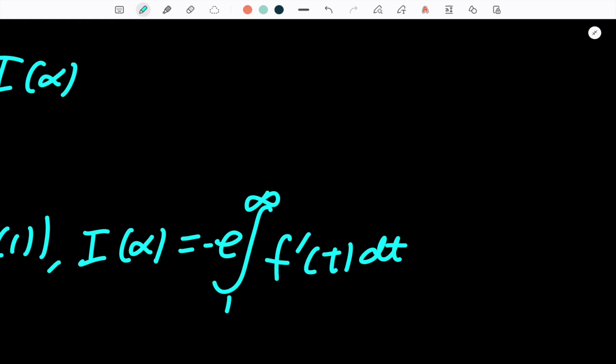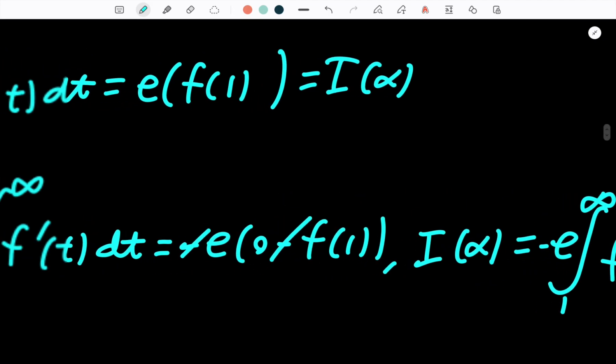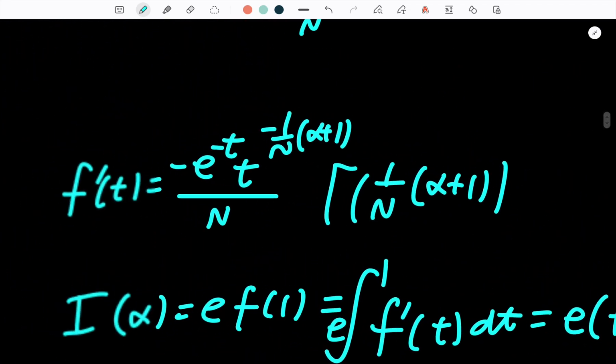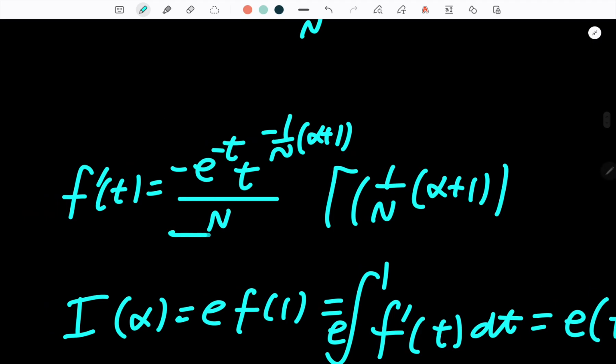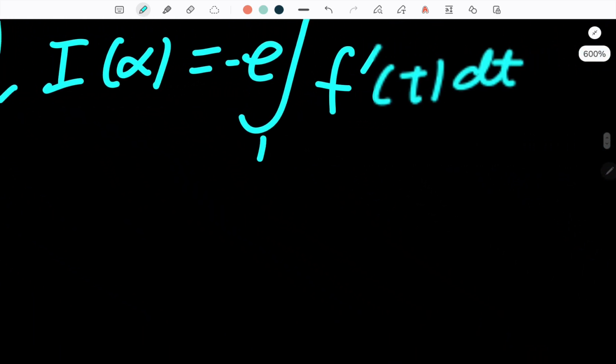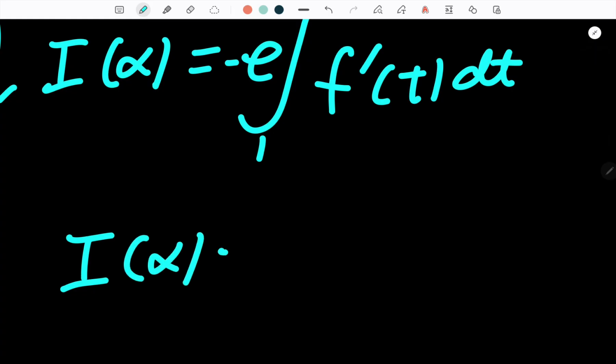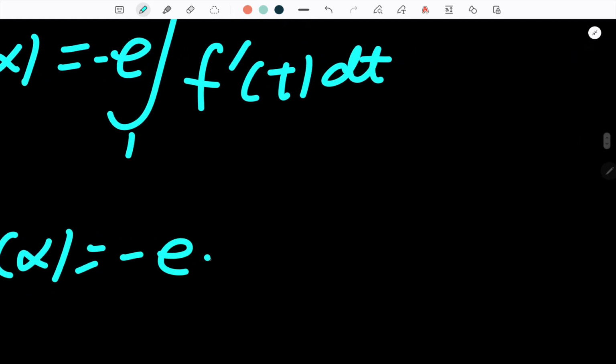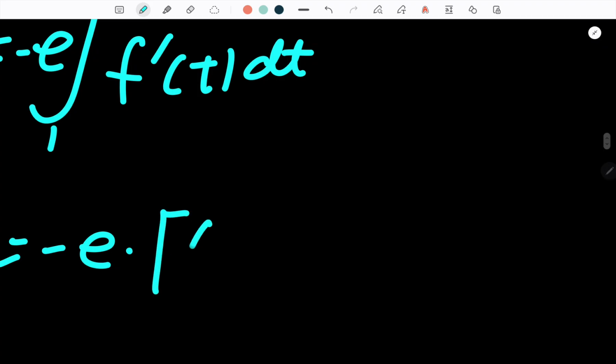Now, like I said, hopefully I am making sense, or hopefully you understood what I just did. But yeah, there we go. I of alpha is equal to negative e times the integral from 1 to infinity of f prime of t dt. Okay, and if we go up here, we already know what f prime of t is equal to. It's equal to this guy. And since we don't see a t inside of this gamma function, we can just bring it outside of the integral. Therefore, I of alpha is going to be negative e times gamma of 1 over n times alpha plus 1.